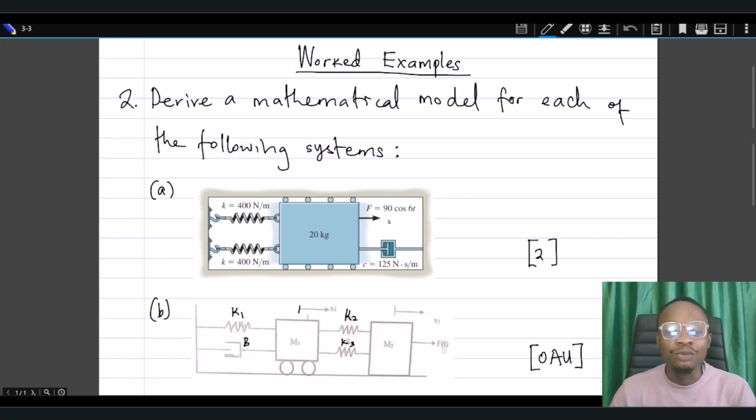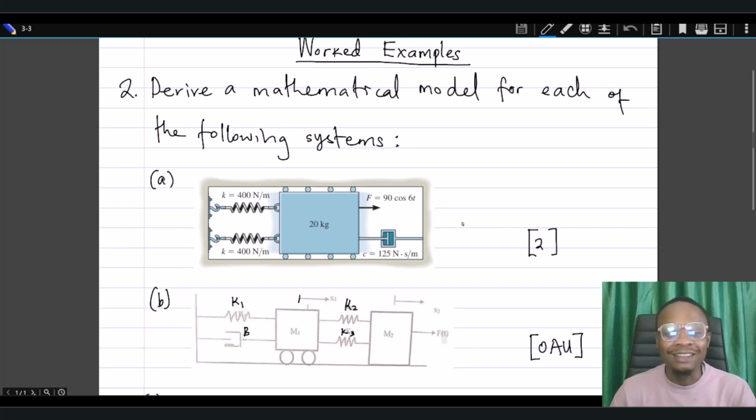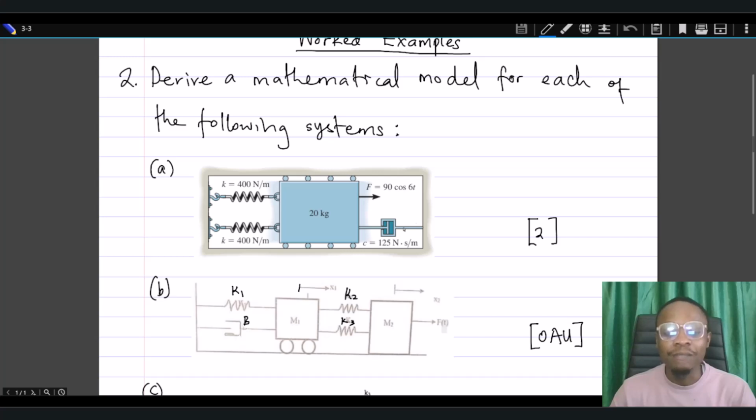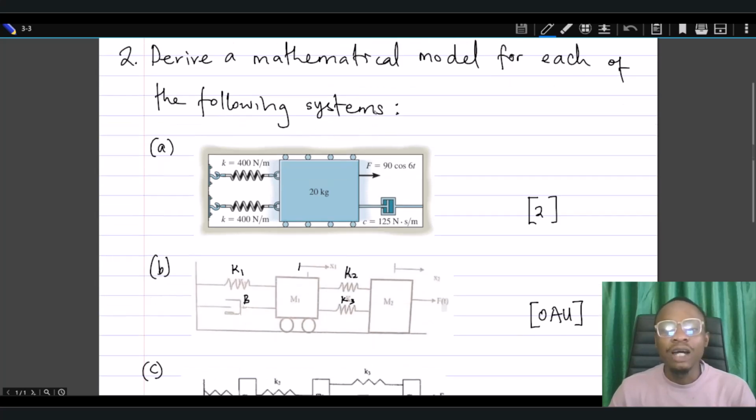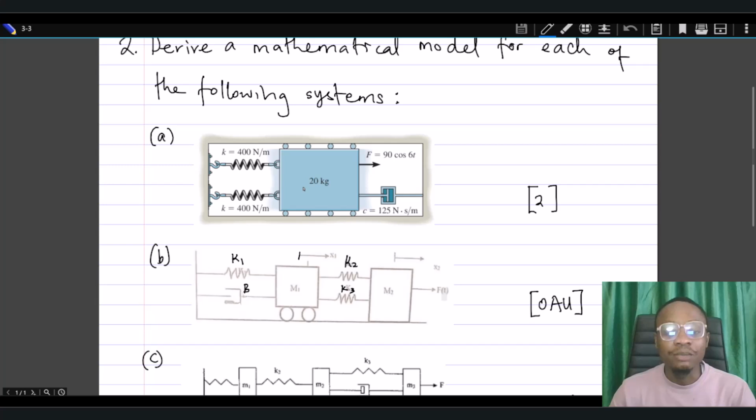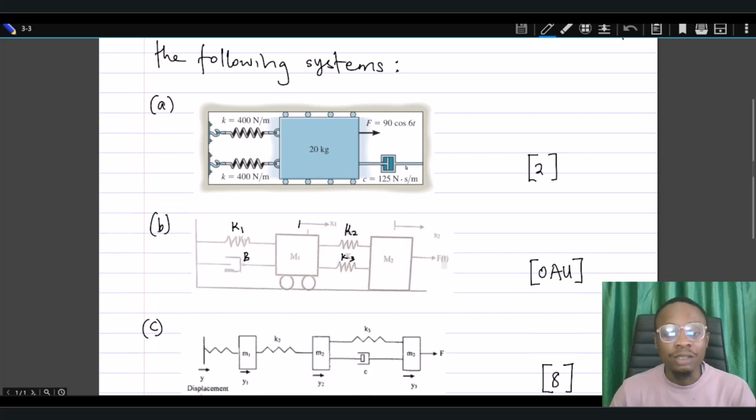So that is that about that. Please just take note of that, so that it doesn't get us into unnecessary confusion. So let's move on now. So we have this system. We want to get the mathematical model for these systems.